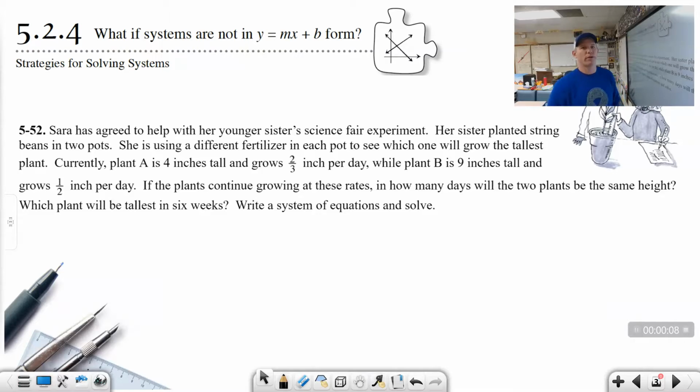This is lesson 5.2.4. What if systems are not in y equals mx plus b form? This is the peak of 8th grade math. This is the climax of the literature story that we are currently in. This is a really hard lesson because you are putting together every single skill that we have done so far this year all together in this lesson.